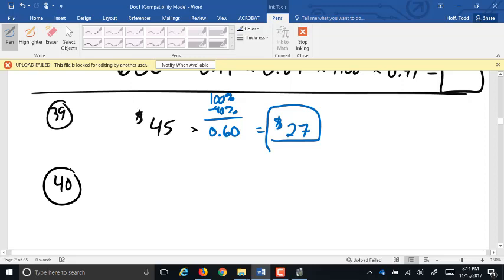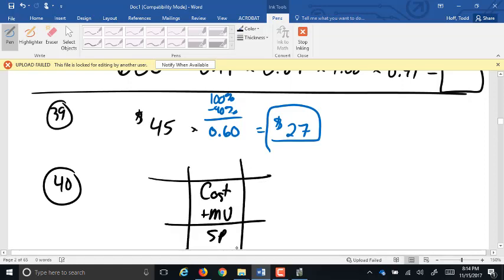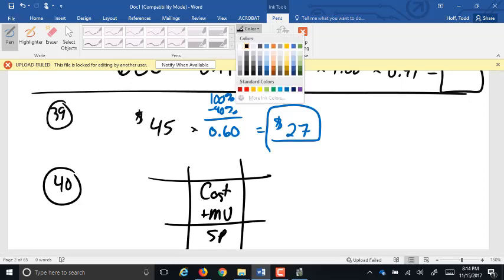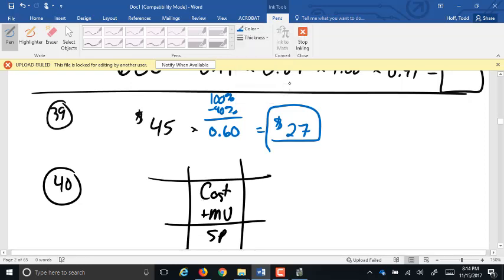Number 40. Is that table again. This is markup based on what? Cost. 30% on cost, which means 100% goes here. From there, I'm going to make you fill in the numbers. Sure. That sounds right.